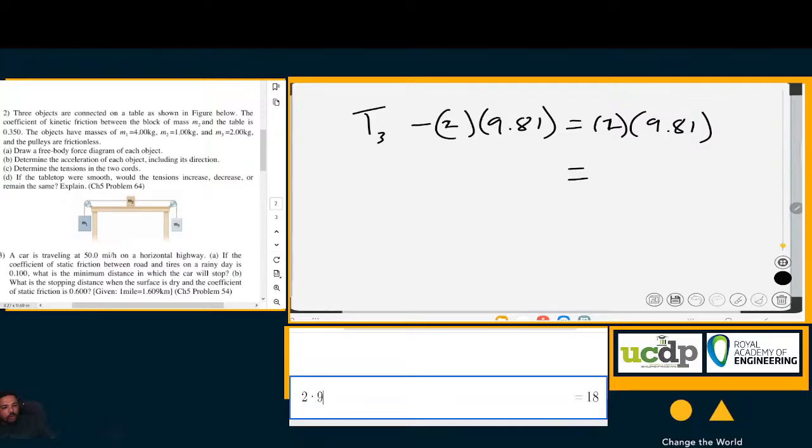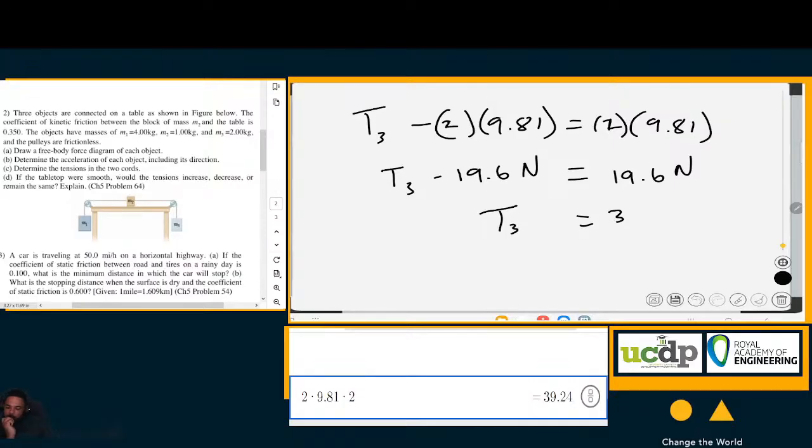2 times 9.81 is 19.62. So it's going to be T3 minus 19.6. And this is going to be 19.6 newtons. It's also newtons. So T3 is equal to double that times 2. That's 39. I wonder whether I did something wrong here. I just want to check.